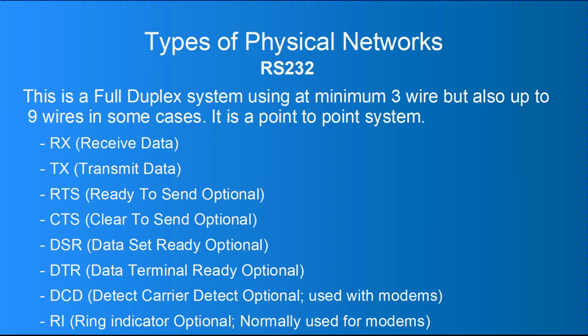A lot of systems will simply use the RX, the TX, and the ground. Some will optionally use the RTS and the CTS, or the ready to send and clear to send options to help with flow control, but most systems are doing the flow control in software now.